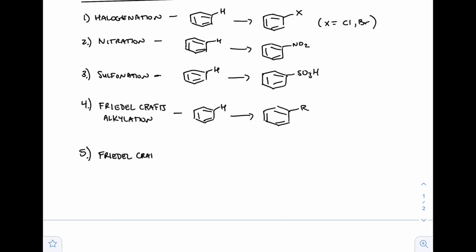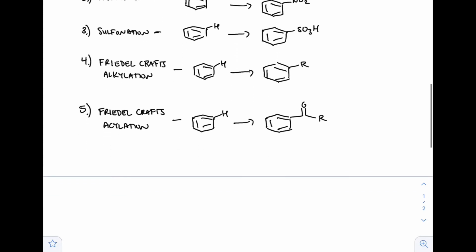The Friedel-Crafts reactions are also really, really helpful because they actually create carbon-carbon bonds. And anytime you can make carbon-carbon bonds, that's amazing because synthetic chemists are always trying to make new products, okay? So the Friedel-Crafts acylation substitutes that hydrogen for a carbonyl group, okay? Specifically, it's going to make a new ketone, okay?